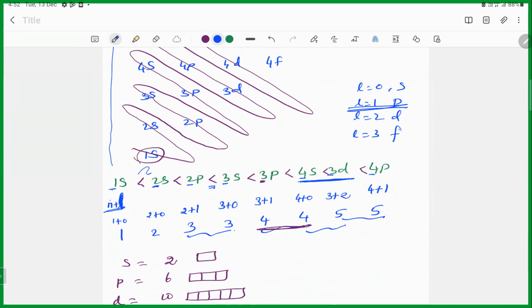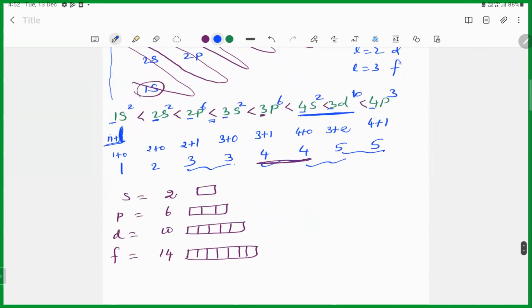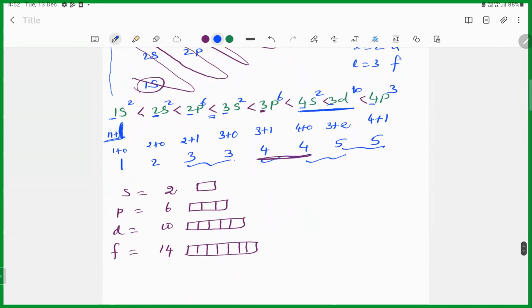S orbital, how many electrons? 2 electrons. Then 2, 4, 6 for the p orbital. You calculate up to 30, and then 3. So the electronic configuration becomes 1s2, 2s2, 2p6, 3s2, 3p6, 4s2, 3d10, 4p3.